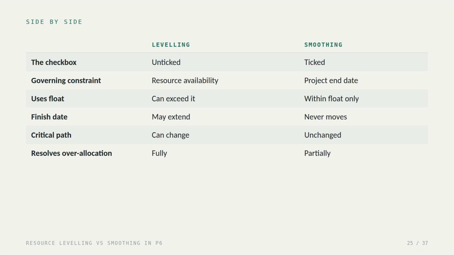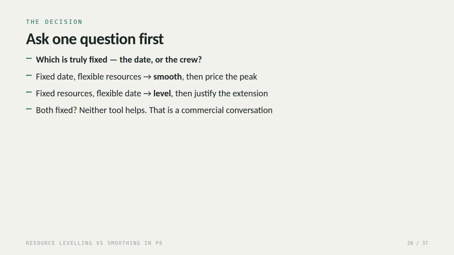Side by side then, the checkbox, unticked versus ticked. Governing constraint: resource availability versus the project end date. Leveling can exceed it, smoothing works within it only. Finish date may extend versus never moves. Critical path can change versus unchanged. And overallocation: leveling resolves it fully, smoothing only partially. Which means the decision comes down to one question. Which is truly fixed? The date or the crew?